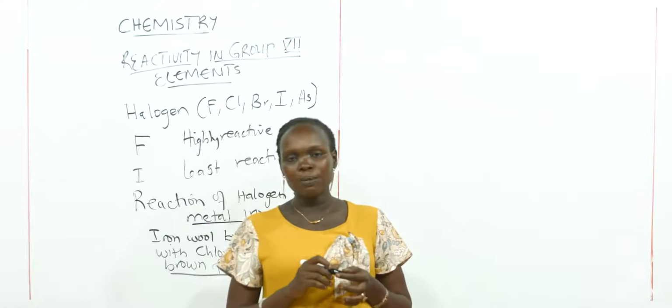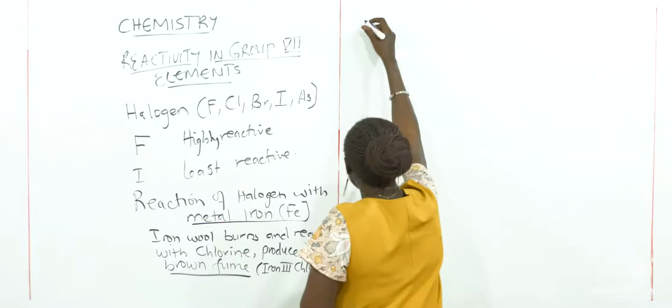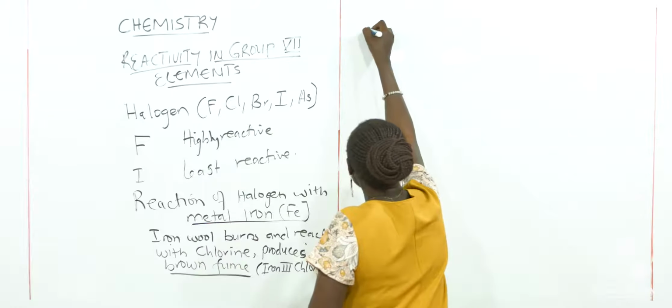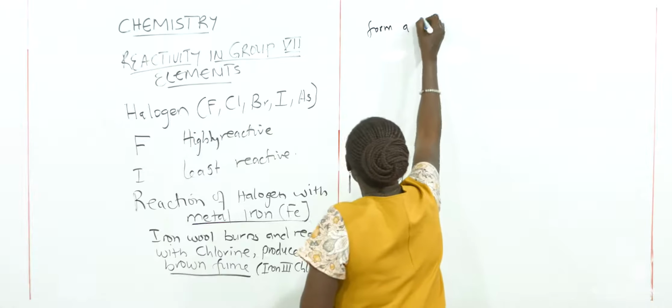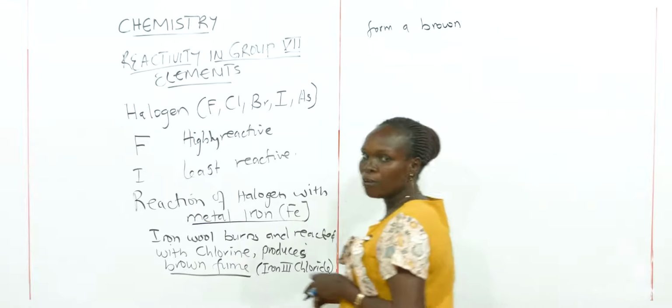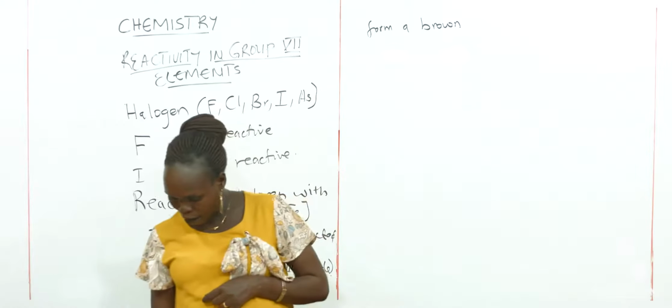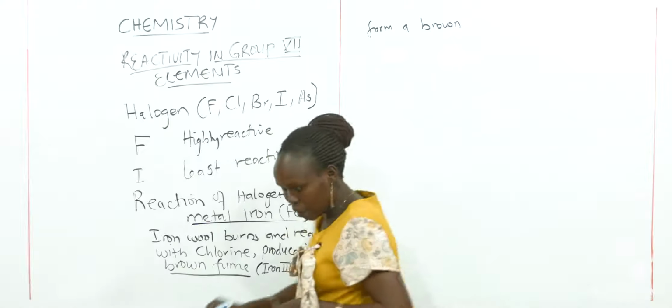So this will condense at the walls of the delivery tube, the cooler part, to form red brown crystals. This iron 3 chloride will form a brown crystal, and here we have it as red brown crystals.